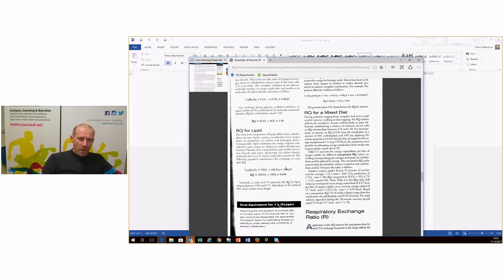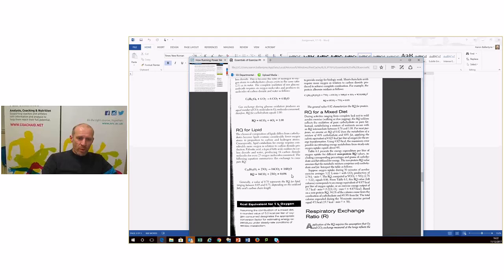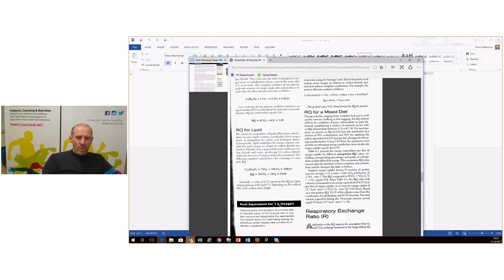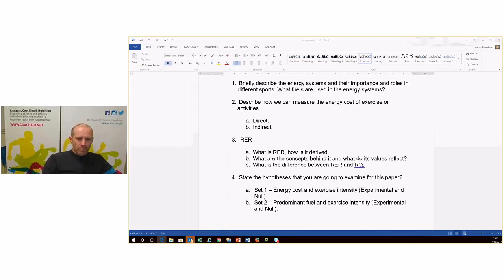This one shows you how RQ for lipids ends up at 0.696, and we said before in class 0.7. So rounded up slightly, and the same then for an explanation of the mix. So anything between 0.7 and 1 then is a mixture of the two. So all the answers there for you, but please don't rely on that one reference. Try and get a few of your own as well.